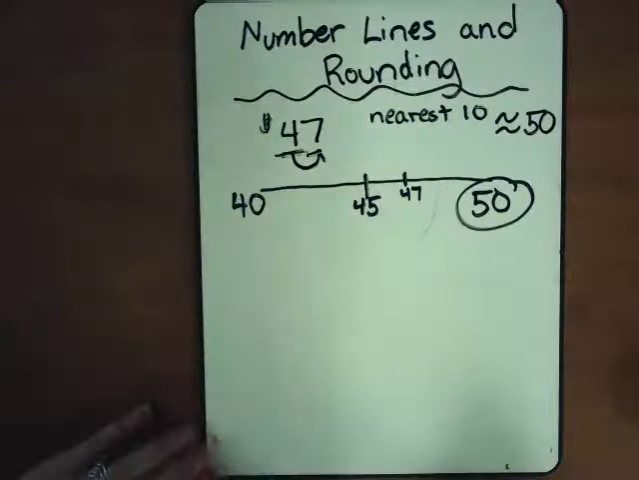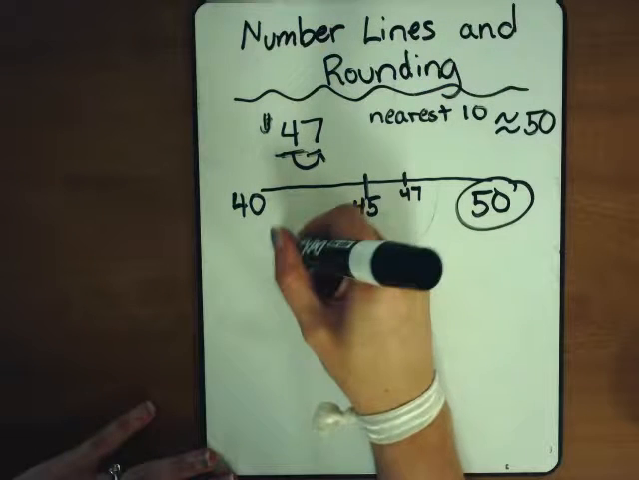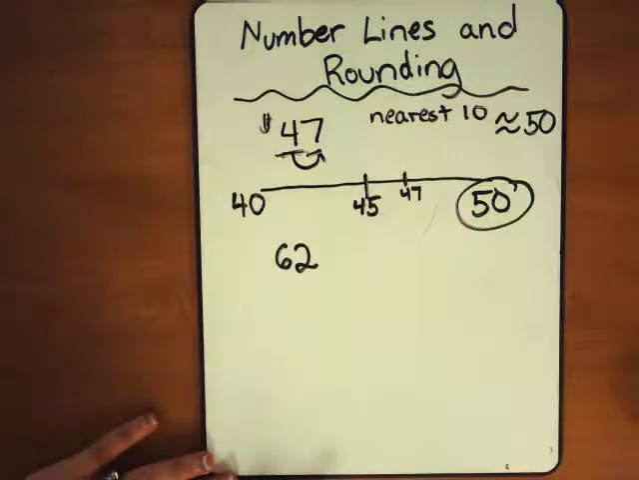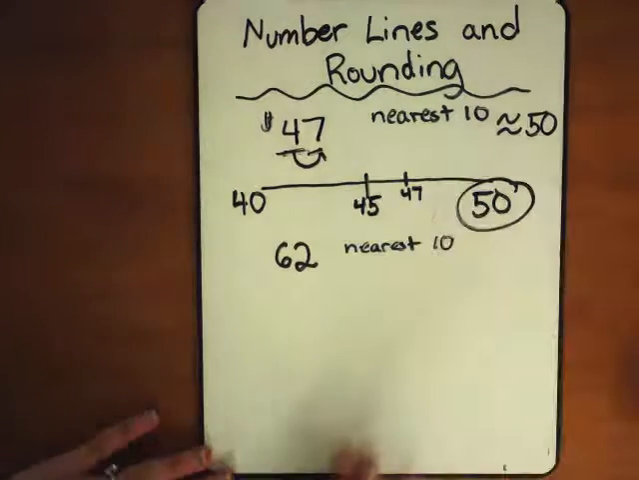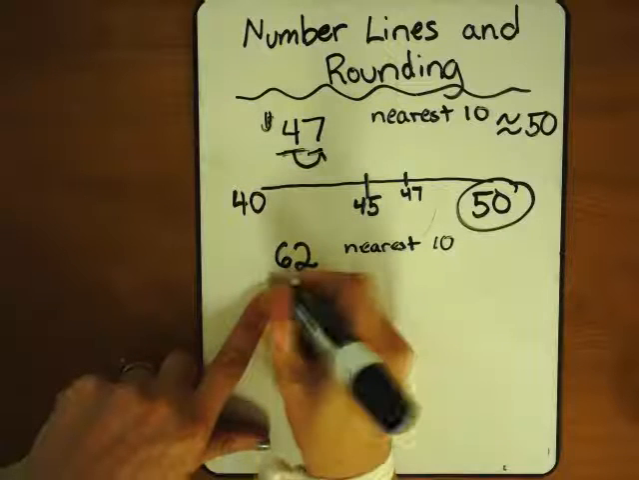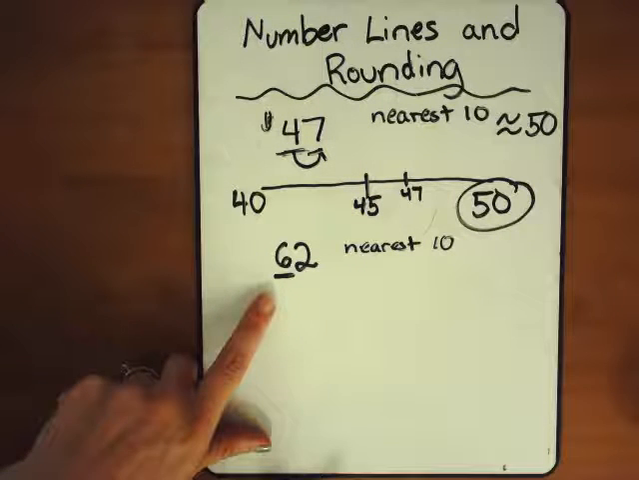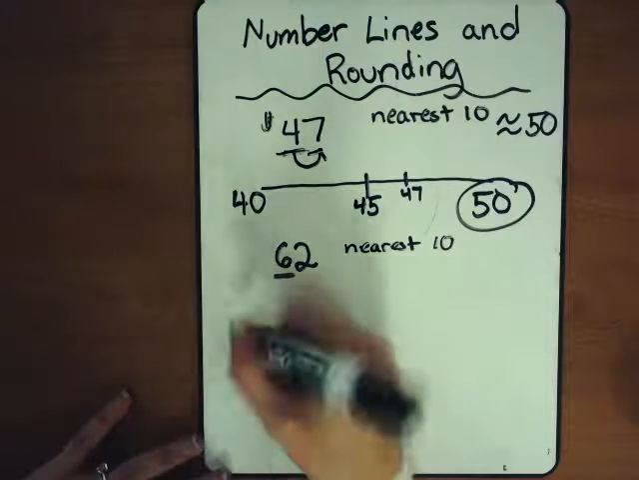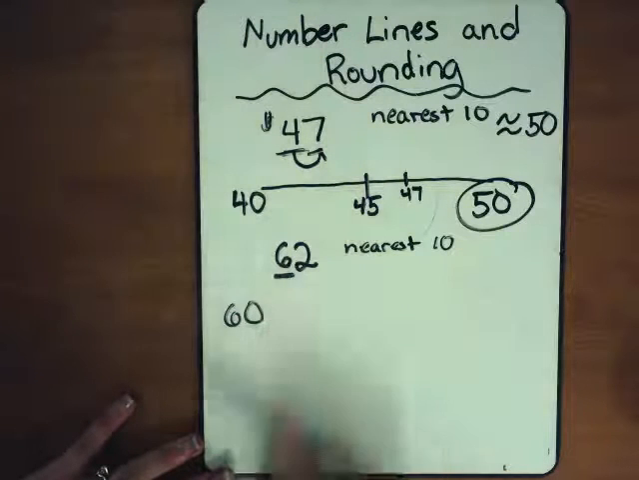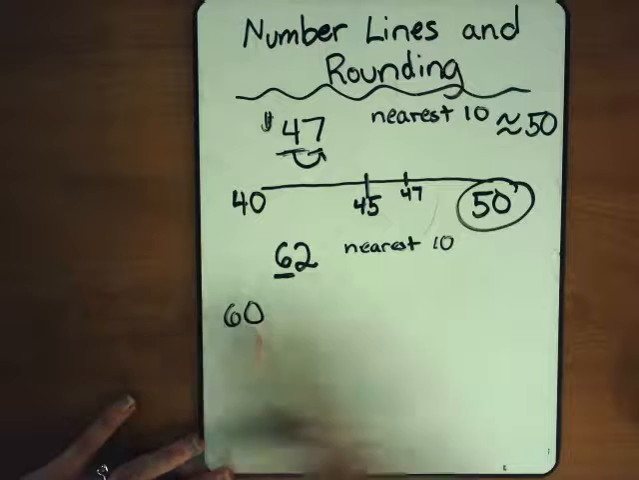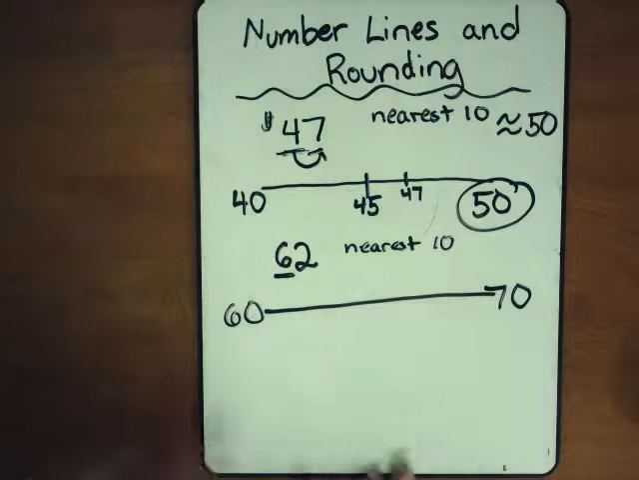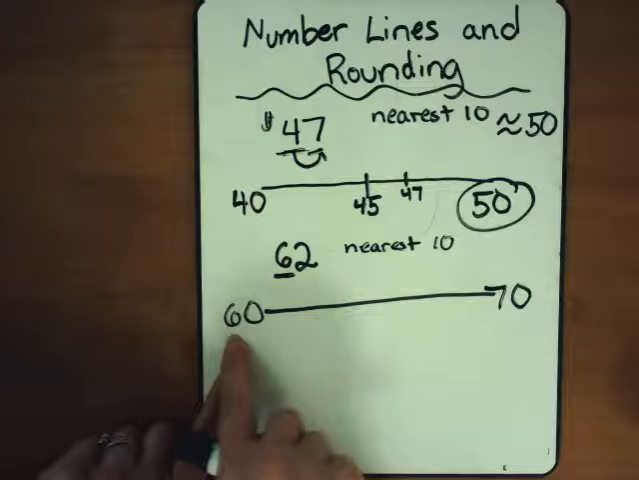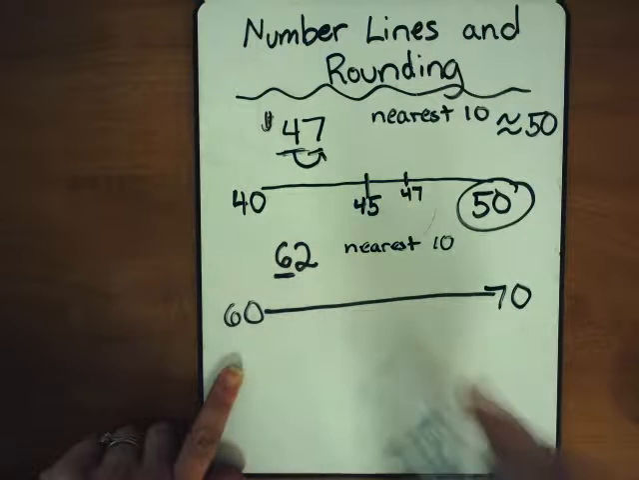Okay, so 47 to the nearest 10 is about 50. Okay, so let's try that with the number 62. Okay, again, I want to round to the nearest 10. I underline the digit in the tens place. I ask myself, what is the value of that digit? It's 6 tens or 60. Okay, one more 10, 60 plus 10 is 70. There's always a 5 in between. I keep this digit: 60, 61, 62, 63, 64, 65.